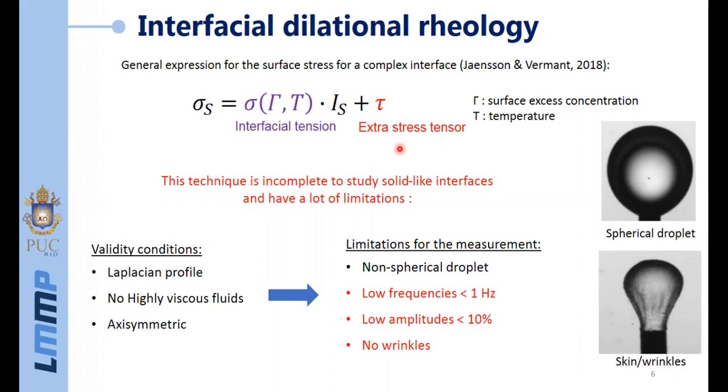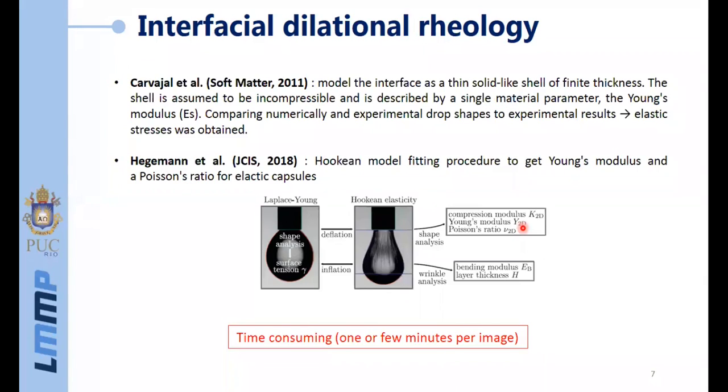And if we want to measure rheological properties, we need to follow some limitations for the measurement. In addition to the drop not being spherical, the oscillation frequency needs to be lower than 1 Hz, and the amplitude of deformation must not exceed 10%. It is also important to avoid the appearance of wrinkles for an accurate area measurement. It is possible to avoid all these limitations.